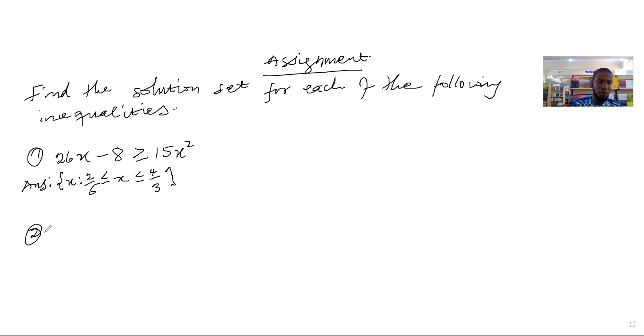Number 2, 6x squared plus x minus 1 less than 0. So your answer is supposed to be x is such that negative 1 over 2 less than x less than 1 over 3.